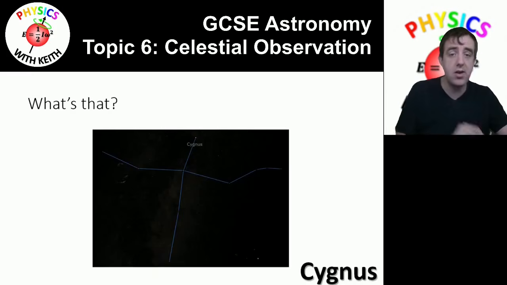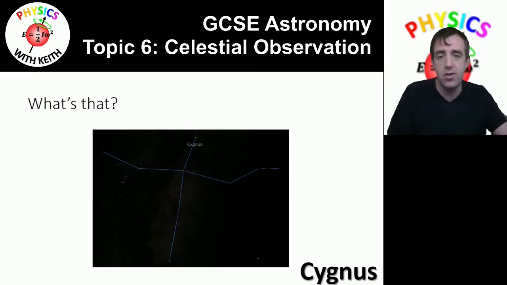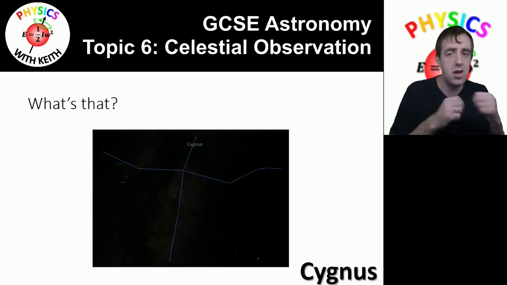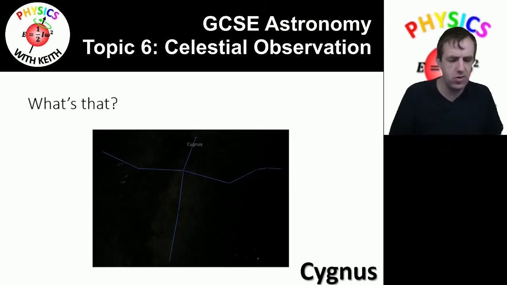And Cygnus is another quite easy to identify constellation, although I tend to struggle to identify the edges of Cygnus when I'm glancing up at the night sky. But this cross here is quite easy to spot, because the stars along that cross are quite bright. Cygnus means the swan, and this is supposed to look like a swan.